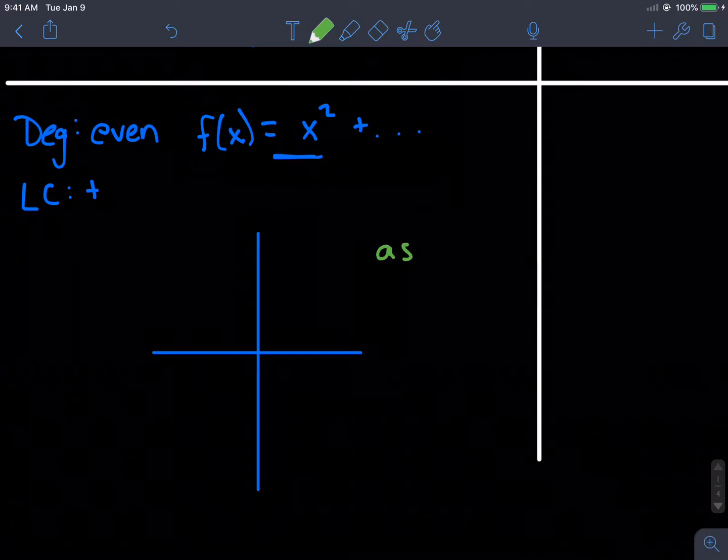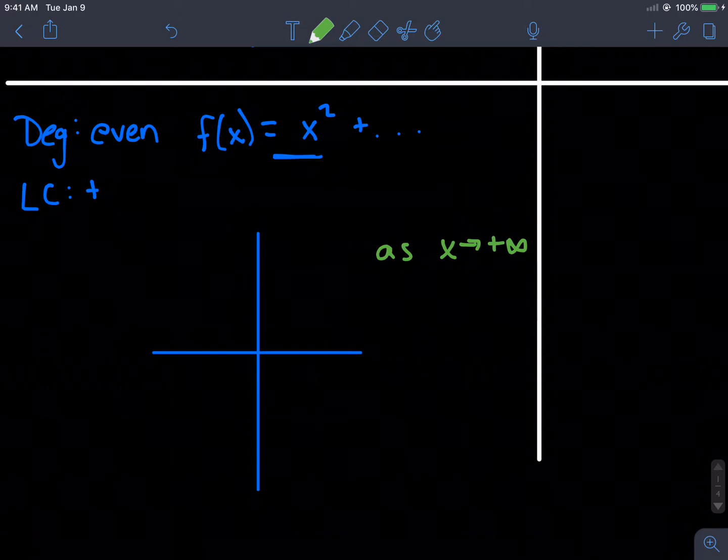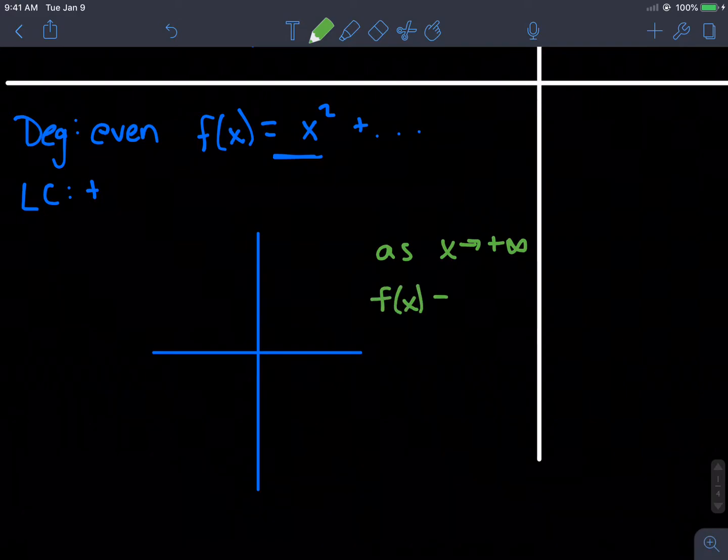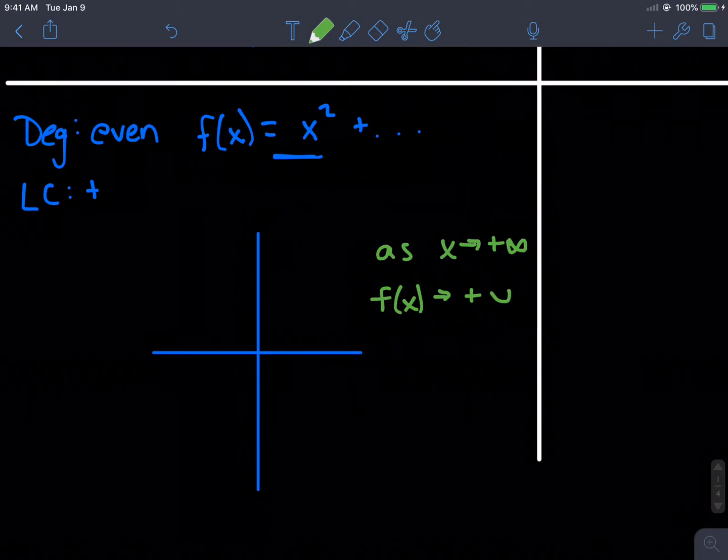So again, let's consider first as x goes towards positive infinity. If we plug in positive numbers, a positive to an even power spits out a positive. So the values we get out are going to be going towards positive infinity.